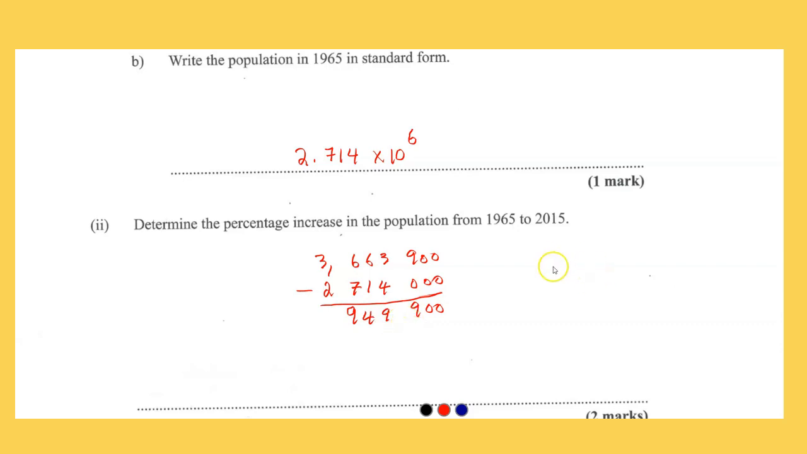The percentage increase would be the increase over the original amount, times 100. So we would have the increase, 949,900, over the original population, which was 2,714,000, times 100. What we get there is 35% increase. Okay? Moving on.